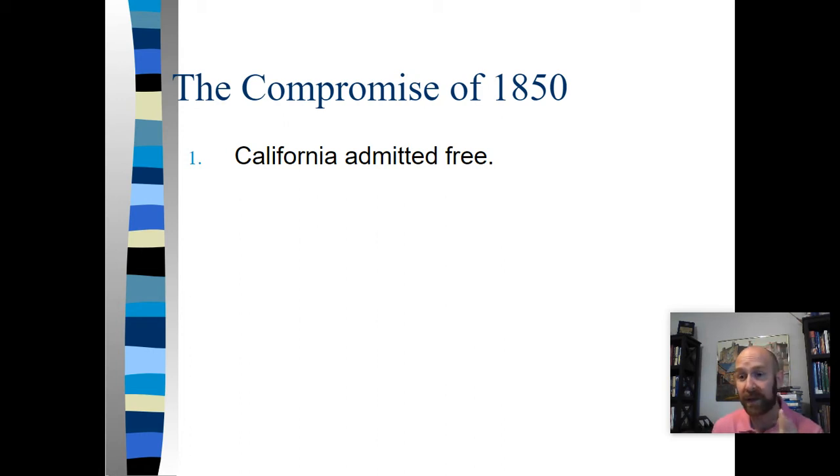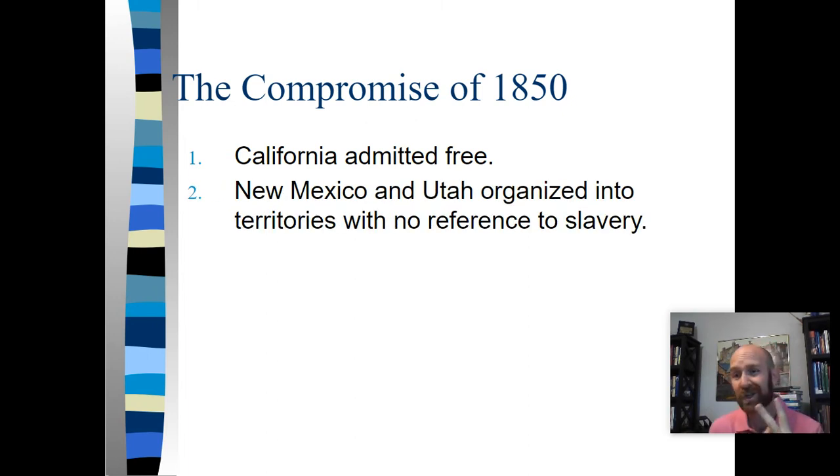California gets admitted as a free state, which appeases the North. The second part is we're going to start to organize both New Mexico and Utah as territories and not reference slavery at all. Now, the understanding here is this is pretty neutral, that both sides will agree to this because the likelihood is that New Mexico will enter as a slave state, whereas Utah, which is populated heavily by Mormons, would enter as a free state. And so that's kind of a wash. Both sides are happy there.